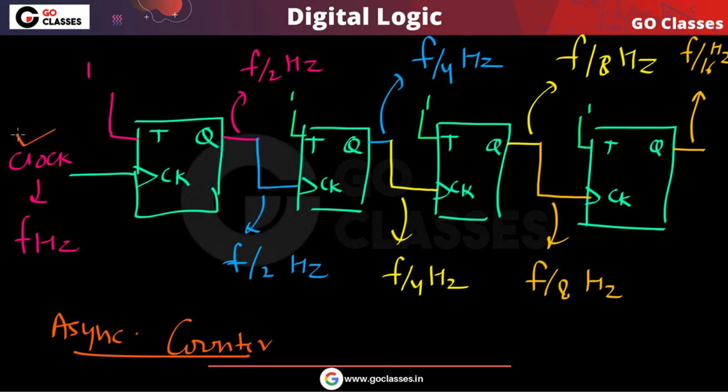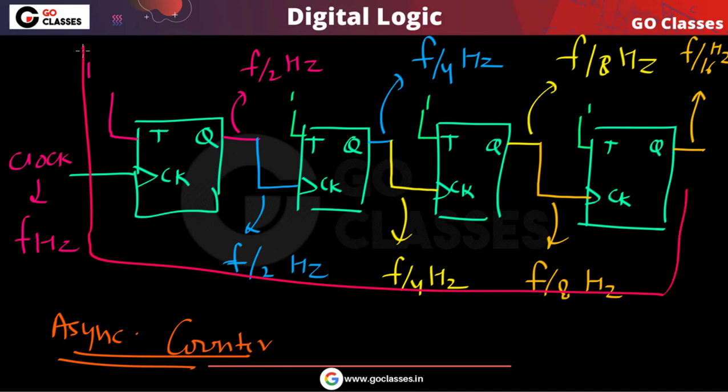You can notice this is the system clock. So the system clock is operating this first flip-flop, and the output of this first flip-flop is operating the second flip-flop, and the output of the second flip-flop is working as clock for the third flip-flop, and so on. So this is an asynchronous counter, and you can very easily see this circuit.